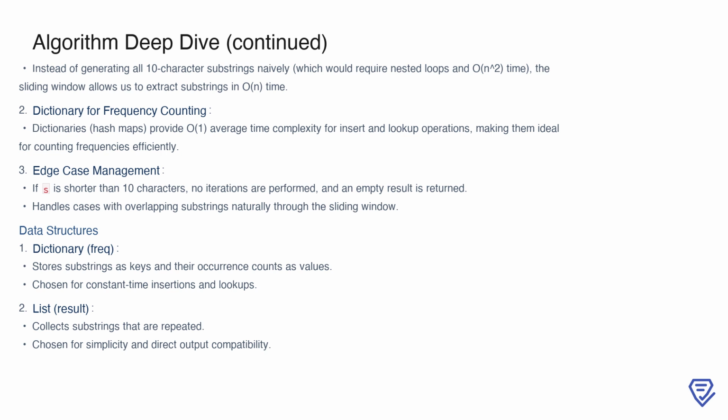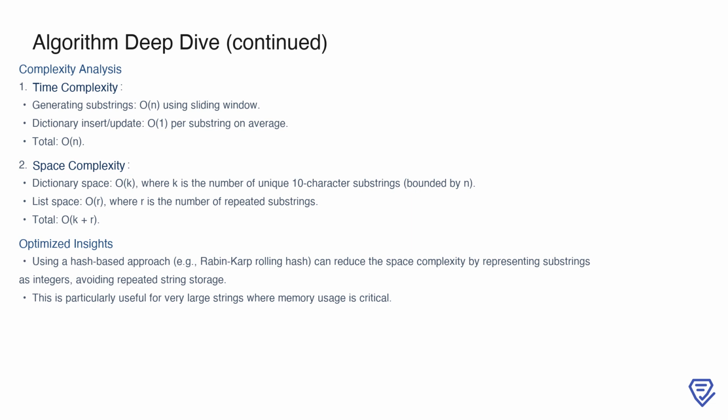Additionally, this approach naturally handles edge cases, such as strings shorter than 10 characters, by returning an empty result immediately. Overlapping substrings are also seamlessly accounted for, as the sliding window inherently captures all possible substrings of the required length. The use of these data structures, dictionaries for counting and lists for storing results, ensures both efficiency and simplicity in implementation. Analyzing the algorithm's complexity, the time complexity is O(n).